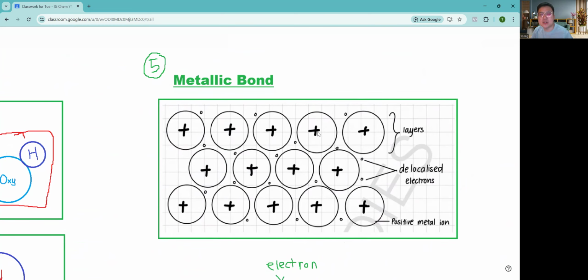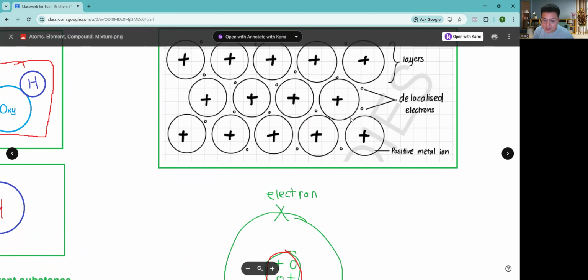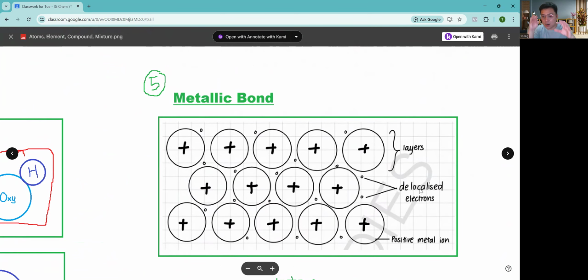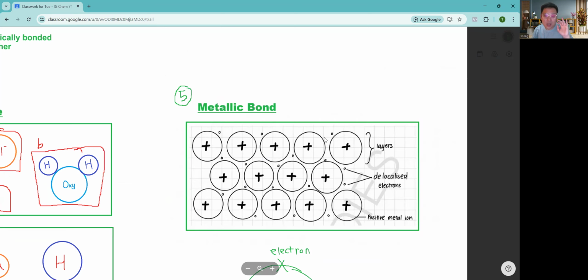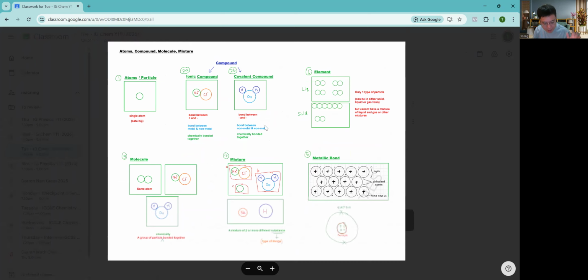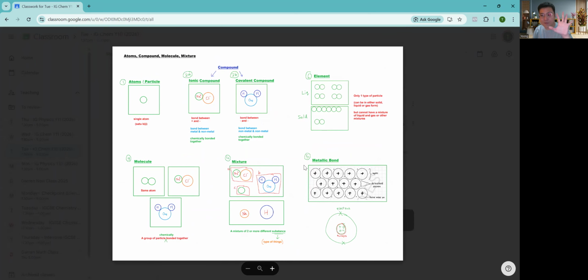Okay. And the last bond that we learned is a metallic bond. So metallic bond is between a whole bunch of positive. And normally metal is a solid at room temperature. And you can see from here, there's this electron that is on the outside. Okay, so very important. Metallic bond is a lot of positive with the electron on the outer layer. Important. So I hope everyone is clear on the 5 different categories that students need to know.